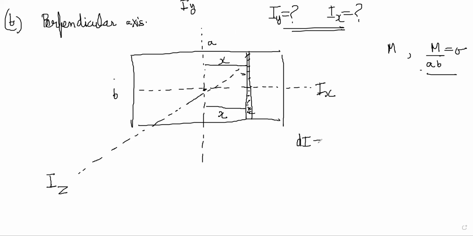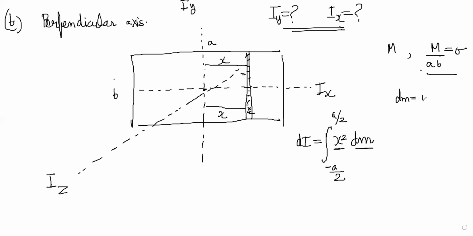dI will be equal to r square dm, or x square dm, because each point or each dm is at the same x, no? So integral of x square dm we have to do, right? And we have to vary our x from minus a by 2 to plus a by 2, right? And let's write our dm.